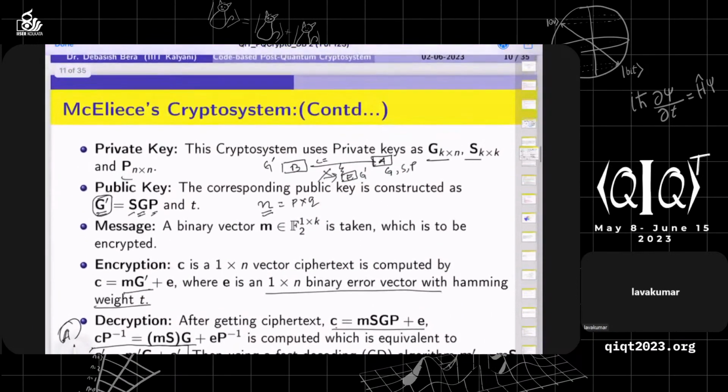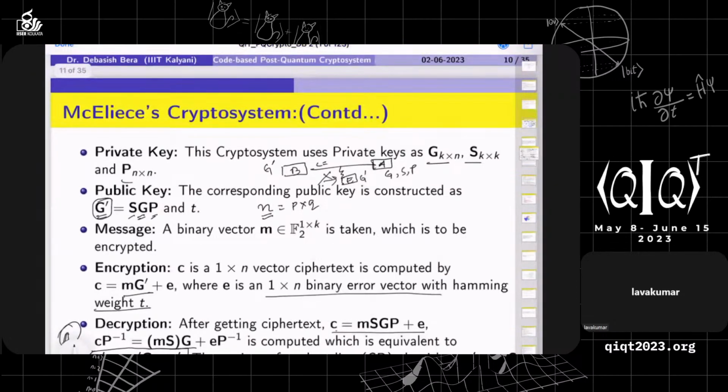Sir, I have a question. Suppose B wants to send a message to two parties, A1 and A2. Both A1 and A2 should have G, S, and P. Okay. But the idea is that G prime is publicly known. Yes. And you will not be able to recover your G if you don't know the S, P, and G separately.